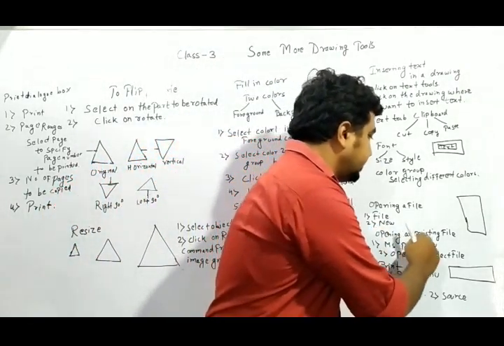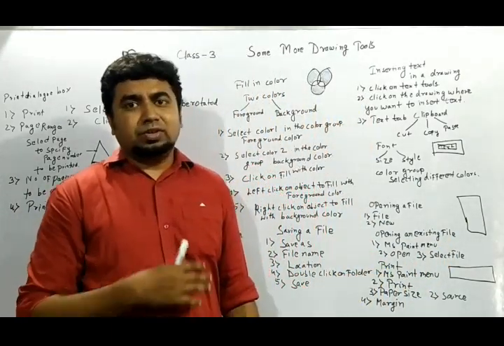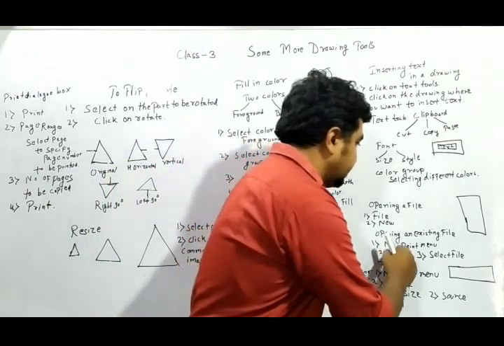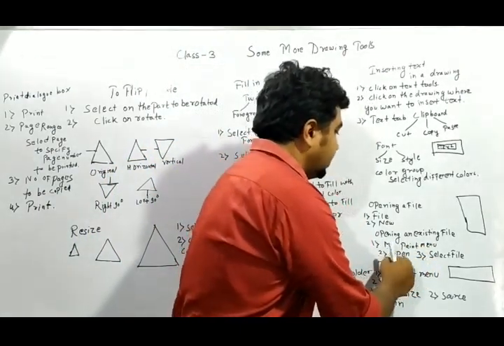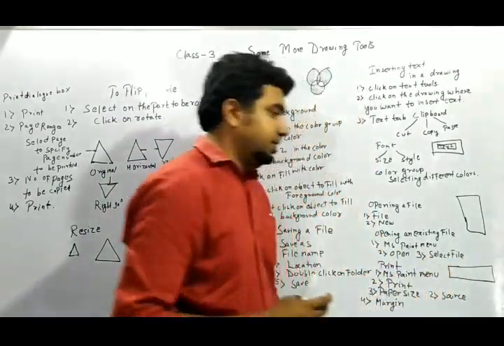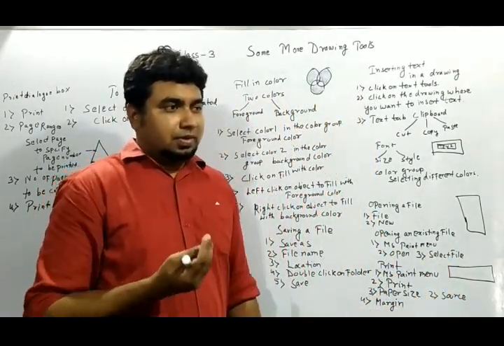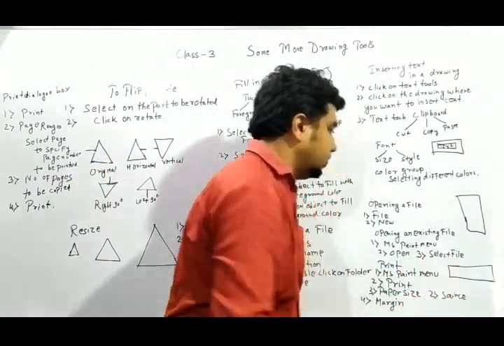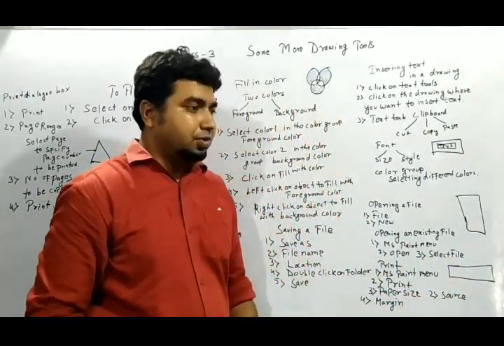And opening an existing file. The other thing is that you have already created that file and you want to see it. Then you'll be going in the MS Paint menu and click on the open button. And then the third thing is to select that file which you want to open. So you select that file and then you click on the OK button. Then that file will be opened.